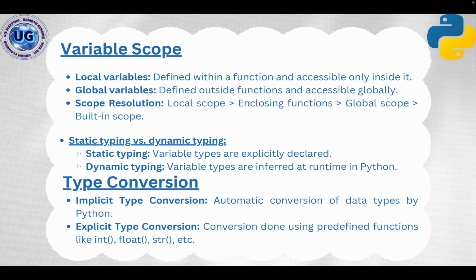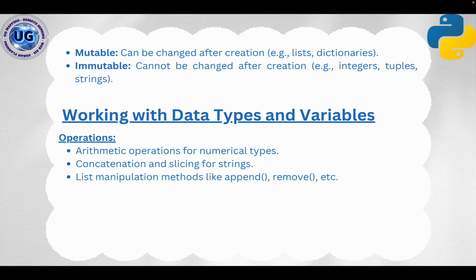Implicit type conversion and explicit type conversion. Implicit is the automatic conversion of data types by Python. Explicit conversion is done using predefined functions like int, float, str, etc. Then mutable and immutable: mutable can be changed after creation, and immutable cannot be changed after creation. We will practice this with lists, dictionaries, and sets.